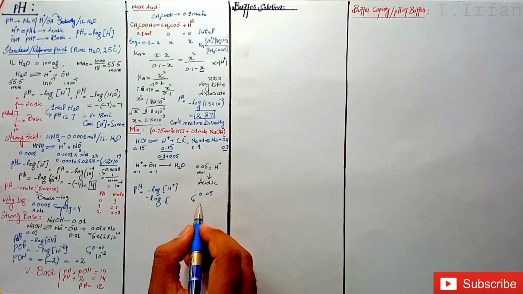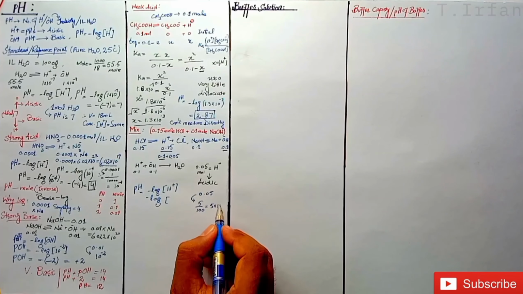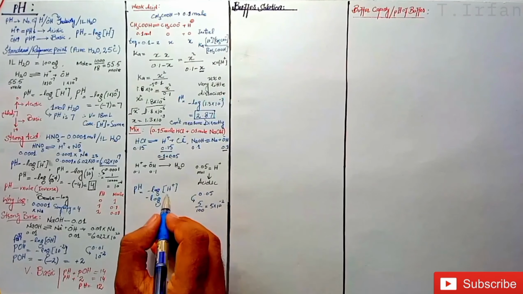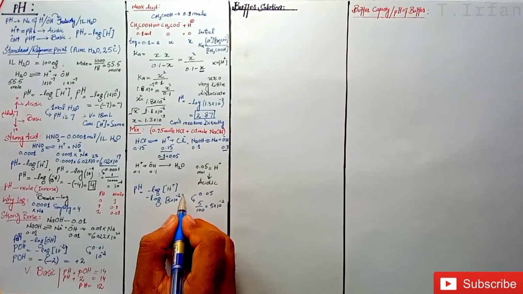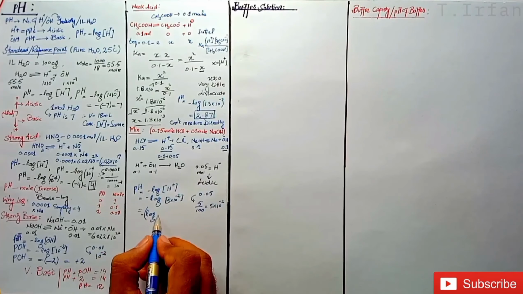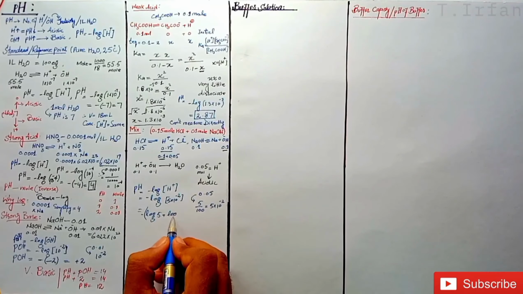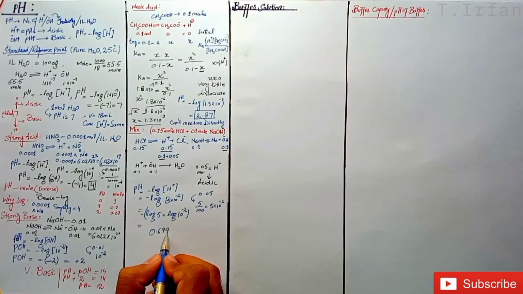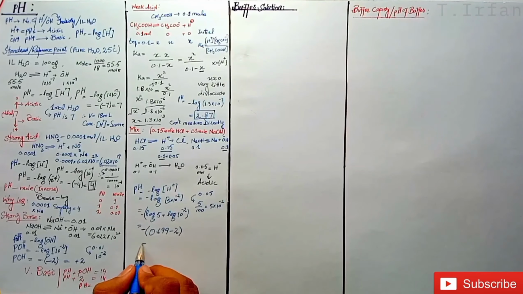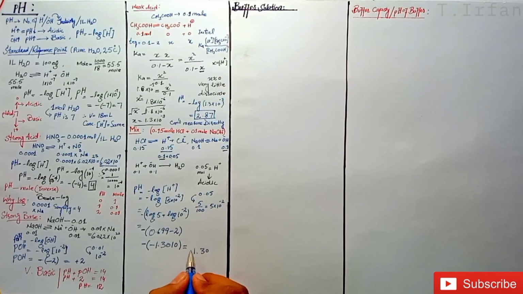Here we can convert 0.05 to 5 cross 10 power minus 2. Now by simply solving the negative log, we can find out the value of pH of the aqueous mixture containing 0.15 mole of hydrochloric acid and 0.1 mole of sodium hydroxide, which comes out 1.30. This indicates that the mixture is acidic.